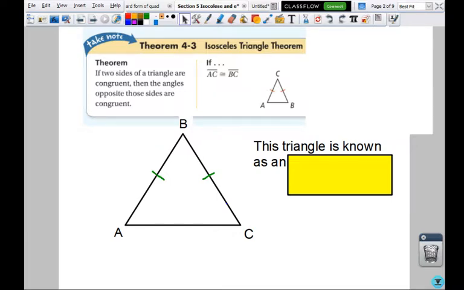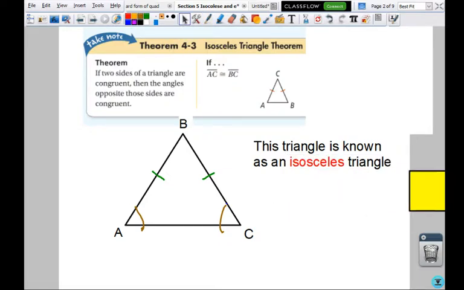If two sides of a triangle are congruent, so I've got AB, CB right here, if these are congruent, then we have a couple things going on. If I have two sides in a triangle that are congruent, I also have two angles, these two angles down here, that are also going to be congruent. This is called an isosceles triangle.